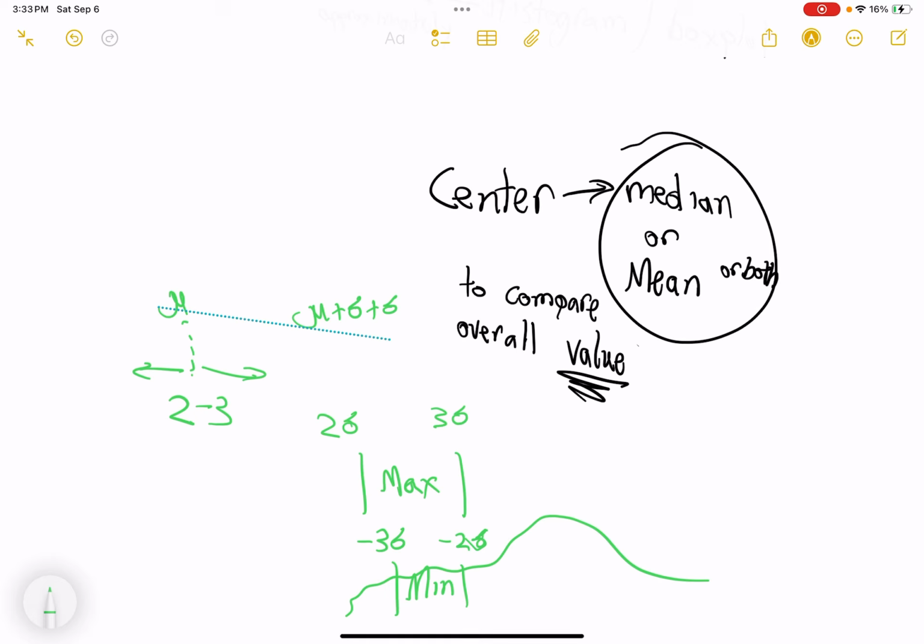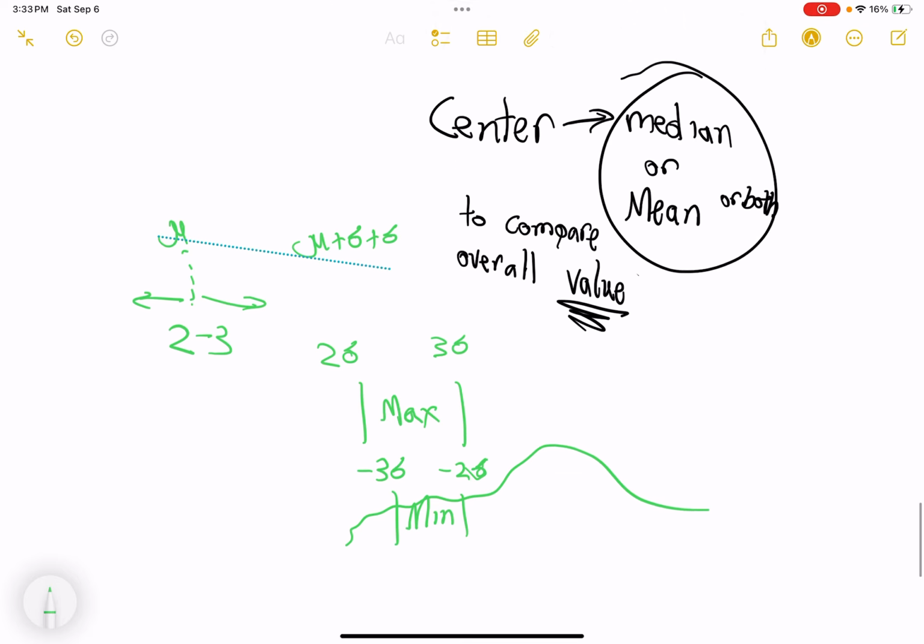If not, what you would say in your answer is, because the max does not sit between blank and blank values, it does not lie between 2 and 3 standard deviations from the mean, and therefore this is not approximately normal. Or same thing for the min. Because the min does not lie between blank and blank values, it does not lie between -2 and -3 standard deviations from the mean, so it is not approximately normal.